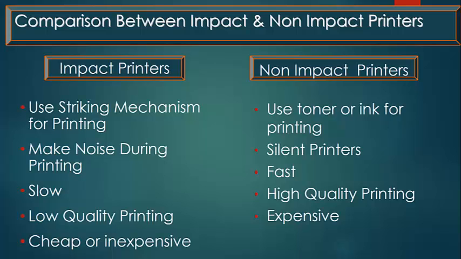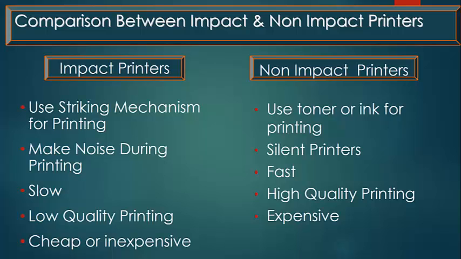An impact printer makes contact with the paper. It usually forms the print image by pressing an ink ribbon against the paper using a hammer or pins. Main features of this type of printer are: they make noise during printing, are slow, have low quality printing, and are cheap or inexpensive.